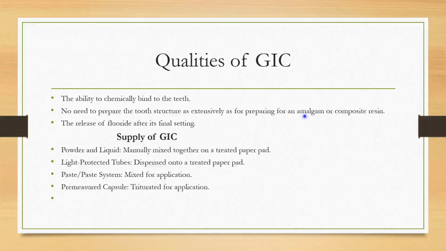So as I've said, it comes as a powder and liquid. Some of it comes as a powder and liquid form, and there's also a type that comes in light-protected tubes. Some comes as a paste system, and some as pre-measured capsules. So it depends on what you are using in your surgery, and you have to be familiar with how you manipulate it.